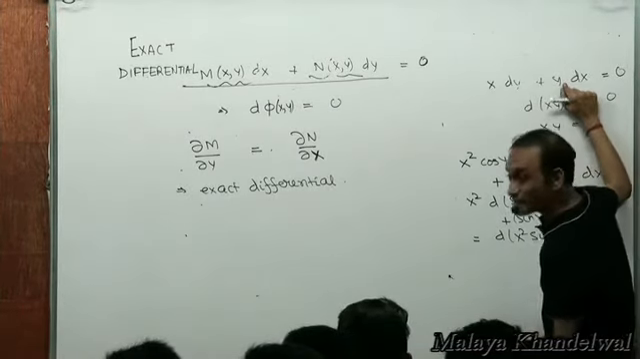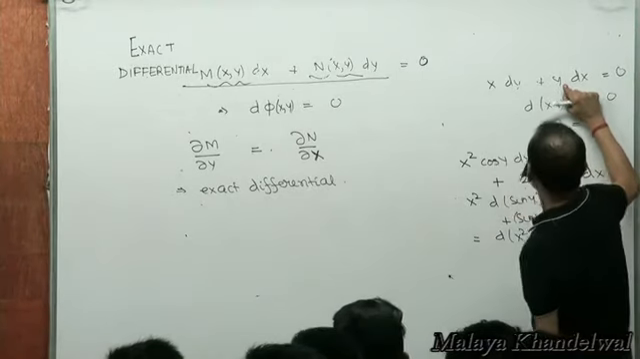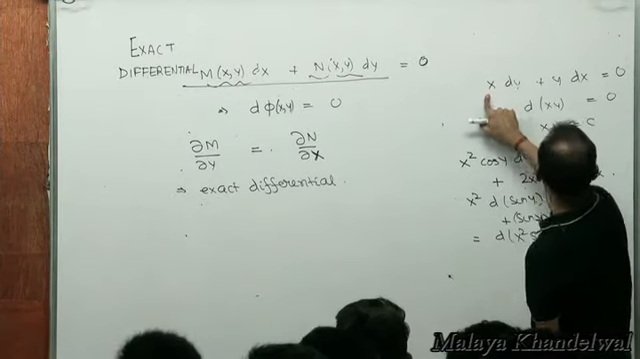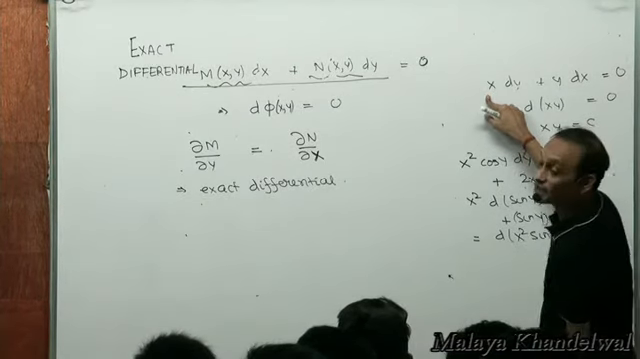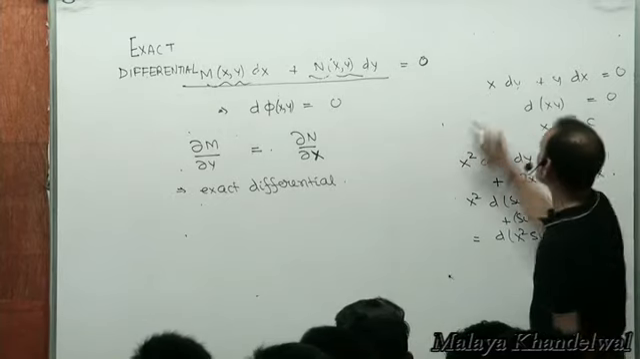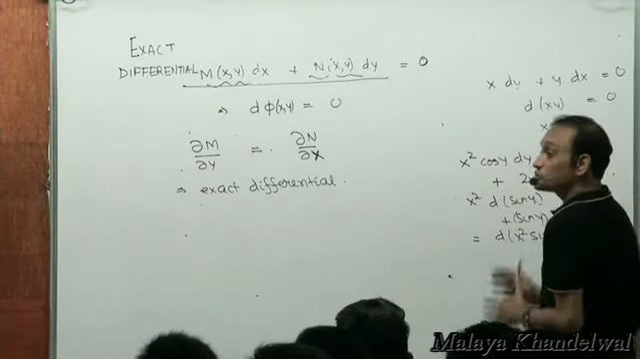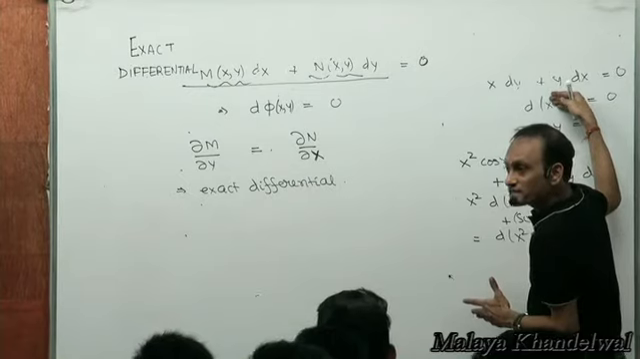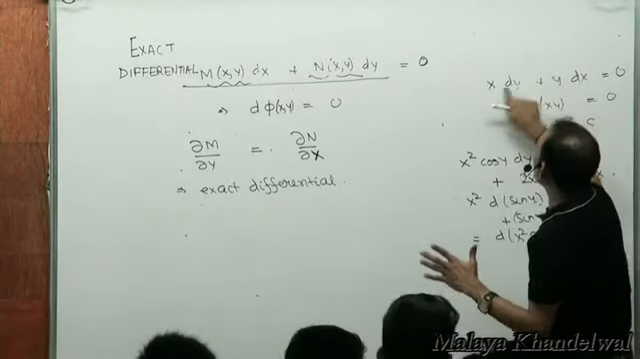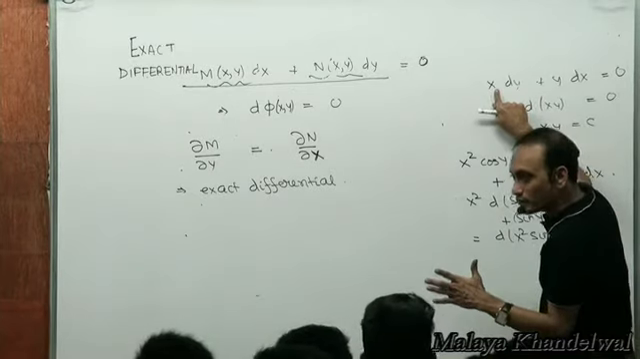So M with respect to x is going to be 0. If you differentiate y with respect to x, it's going to be 0. If you differentiate x with respect to y, that's going to be 0. Yes or no? Right? That's the reason it turns out to be an exact differential. Differentiate this with respect to y, 1. Differentiate this with respect to x, 1. And 1, both.